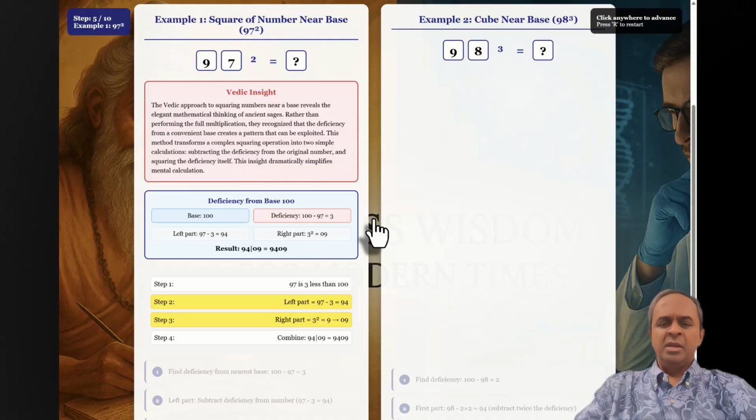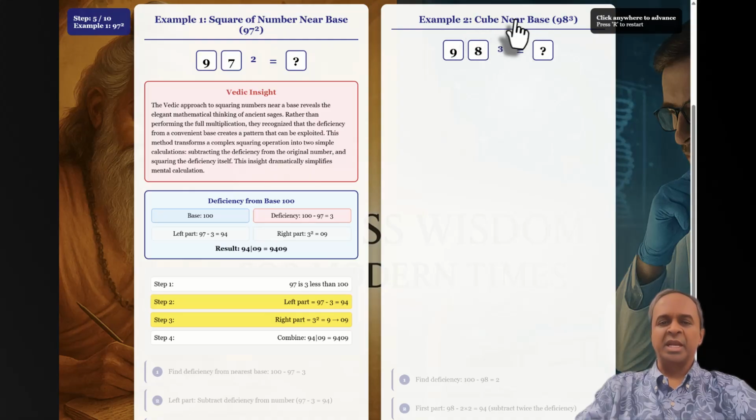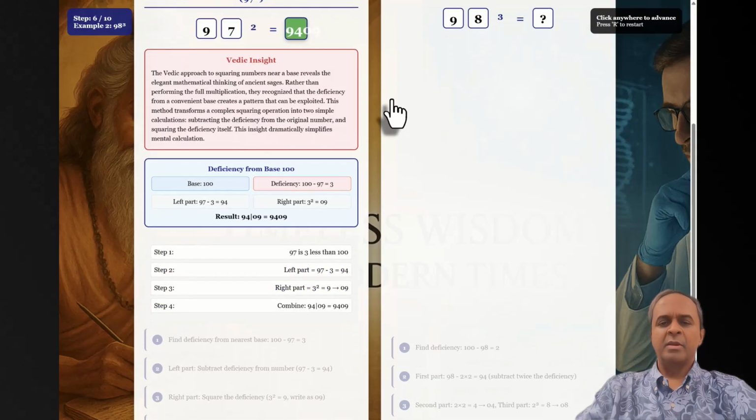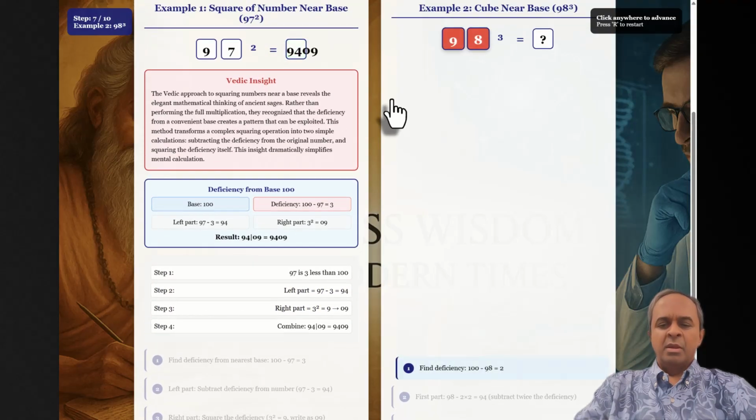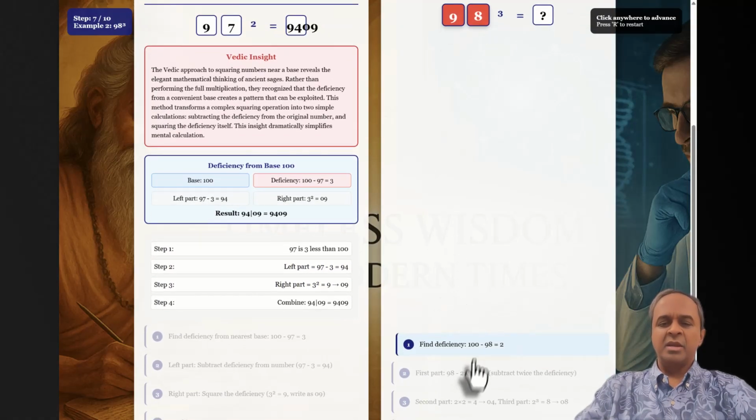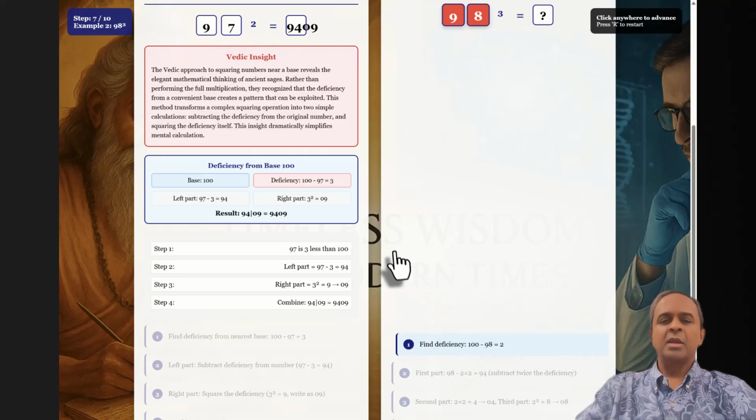Similarly, let's look at 98 cubed, so 98 to the power of 3. In example 2, it's a cube near the base. Again, 98 is near the base of 100. So what's the deficiency? 100 minus 98 is 2.